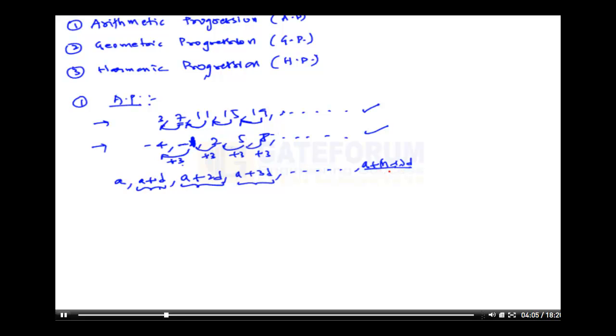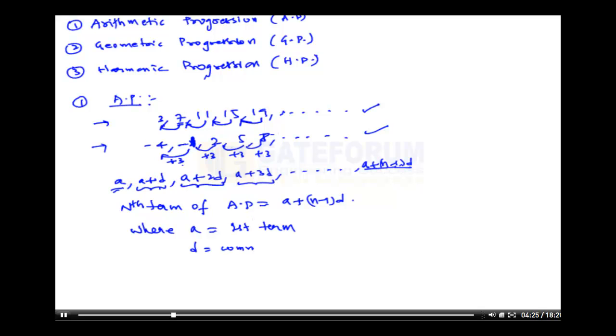Therefore, the nth term of an AP is equal to A plus (N minus 1) into D, where A is called the first term. D is the common difference. How will you get D? That is by subtracting T2 minus T1, or T3 minus T2, or T4 minus T3, and so on. Next, N is the number of terms.